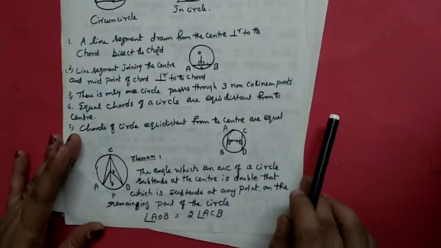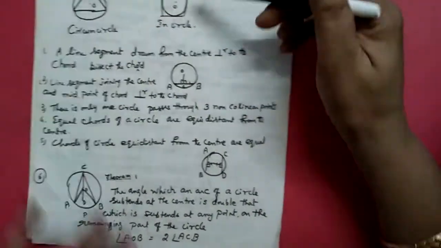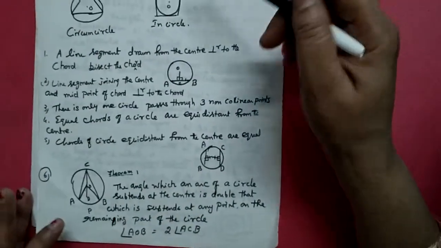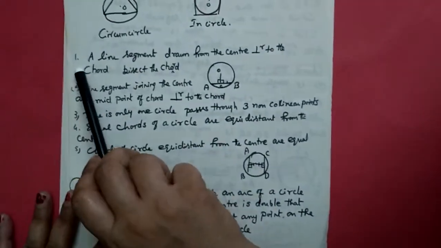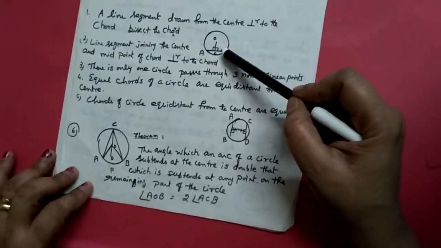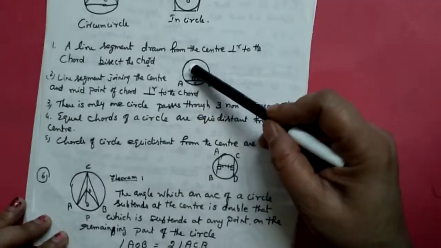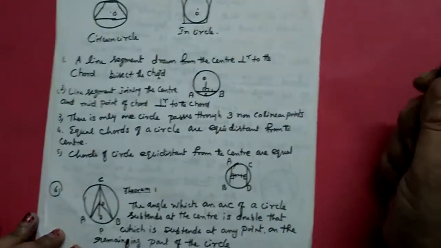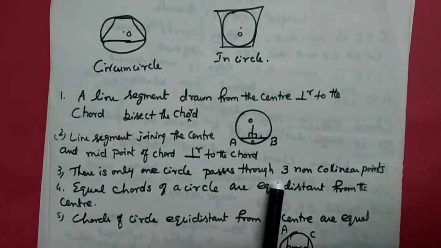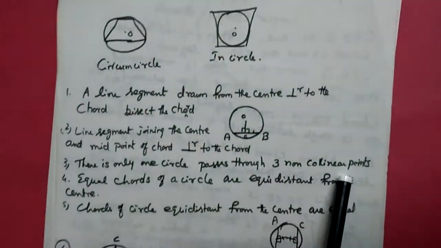Already in your 9th standard you learned these theorems. Based on that, sometimes we use these theorems in the 10th standard also. That is why I am giving them. One, the line segment drawn from the center perpendicular to the chord bisects the chord. Second, the line segment joining the center and the midpoint of the chord is perpendicular to the chord. And there is only one circle you can draw through 3 non-collinear points.